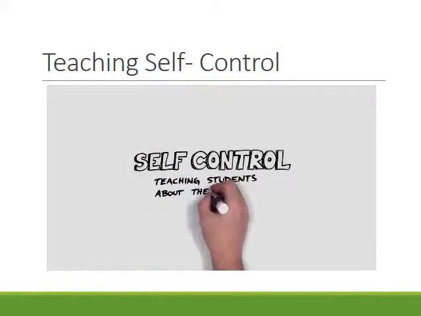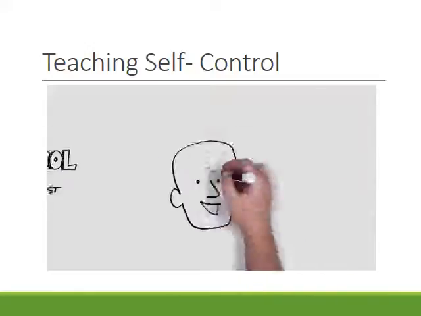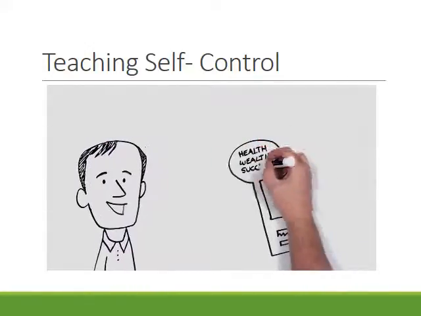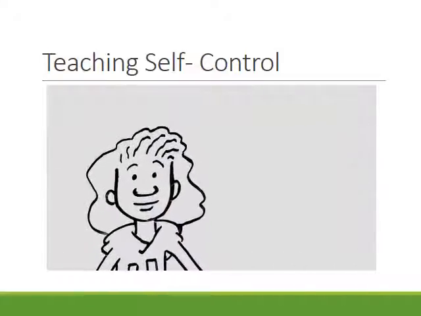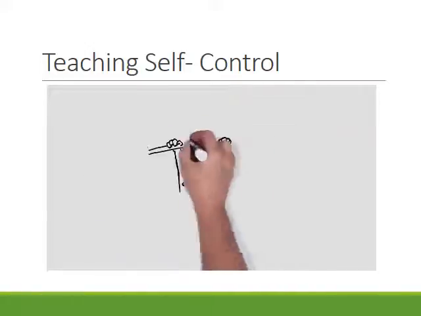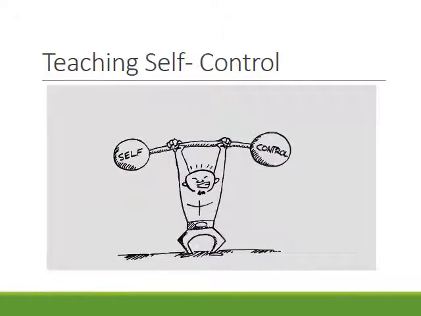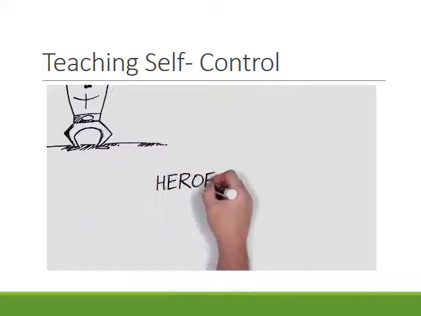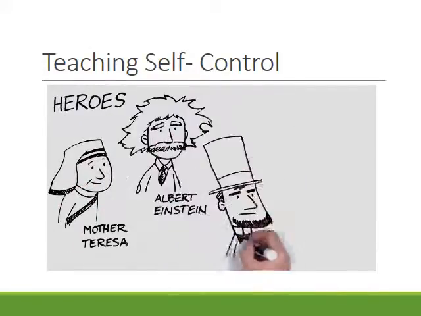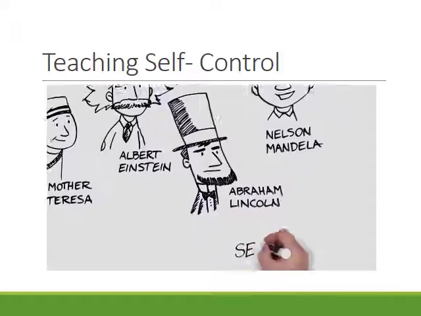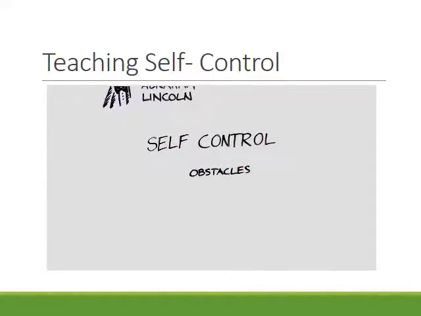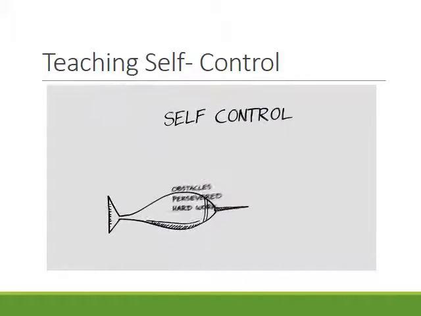Self-control: teaching students about their greatest inner strength. What's the key to health, wealth, and success? You might think it's your looks, your background, or your intelligence. Think again. Self-control is our greatest human strength and the easiest to improve. Just think of your heroes: Mother Teresa, Albert Einstein, Abraham Lincoln, and Nelson Mandela. They had different backgrounds and different skills, but they share one thing in common: self-control. They overcame obstacles, they persevered in the face of failure and frustration, and they worked harder than others to achieve their goals.